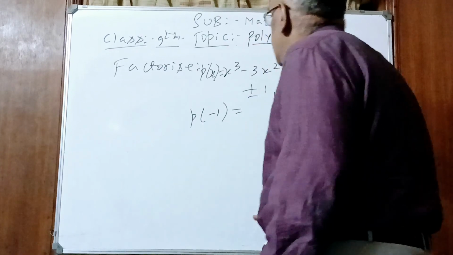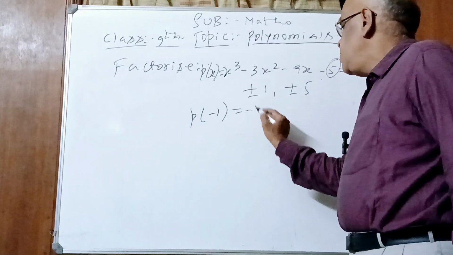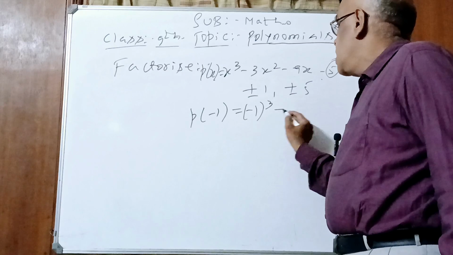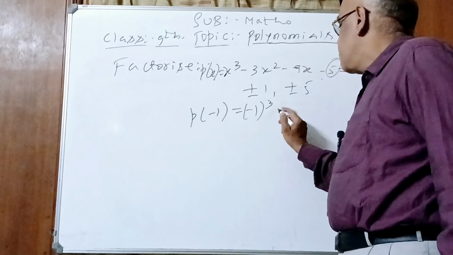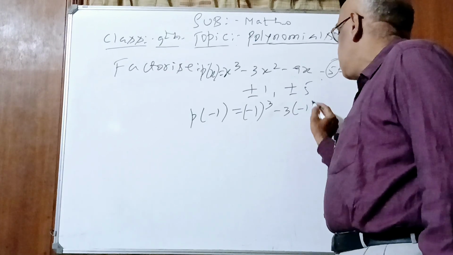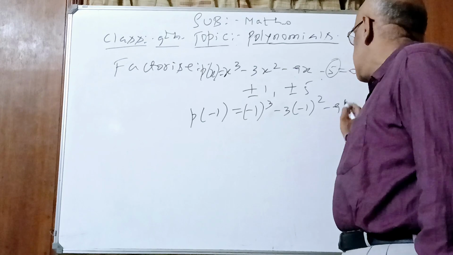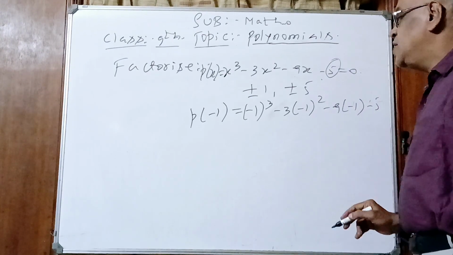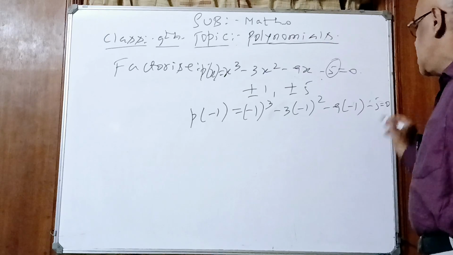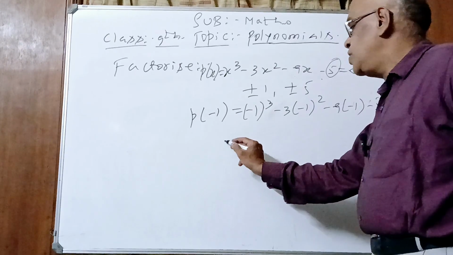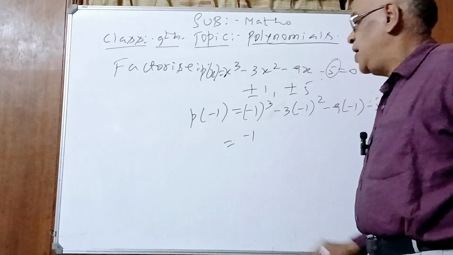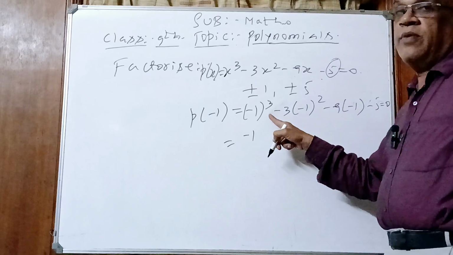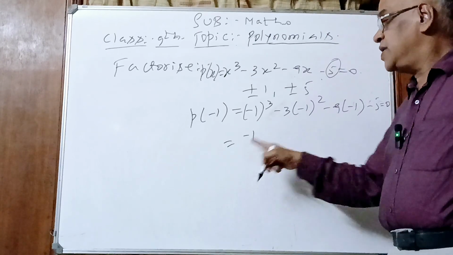Check randomly. So, minus 1 cube minus 3 into minus 1 square minus 9 into minus 1 minus 5. It should give us 0, children. Let us check. Minus 1 cube. I told you yesterday, minus 1 raised to a number 3 which is odd, minus remains.